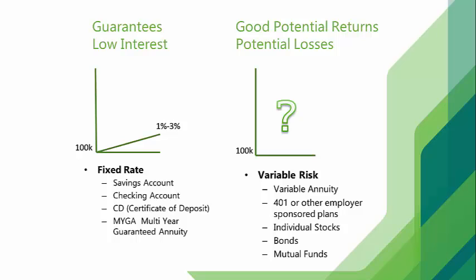Okay, so far we've discussed a fixed rate vehicle and a variable risk vehicle. We've written down several things. Now, Mr. and Mrs. Jones, if you could eliminate 2 of those 4 things we've written down, which 2 would you eliminate? Typically, the client wants the low interest rate and the risk of loss eliminated.